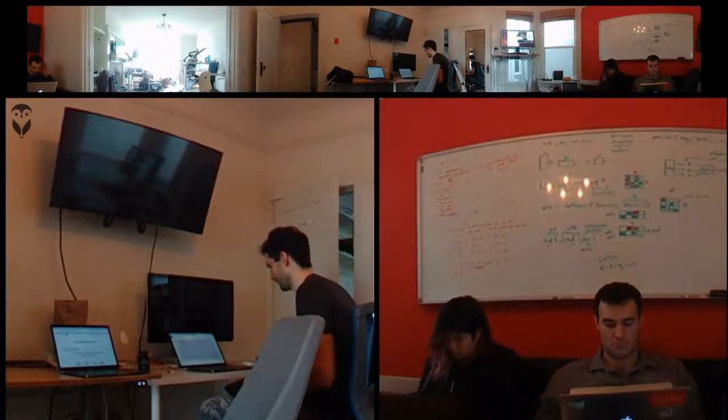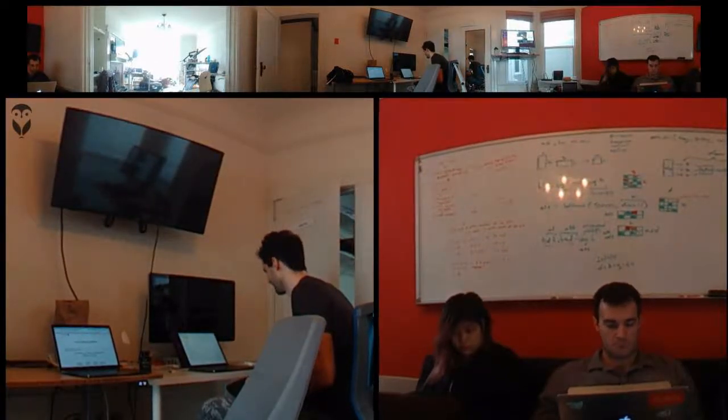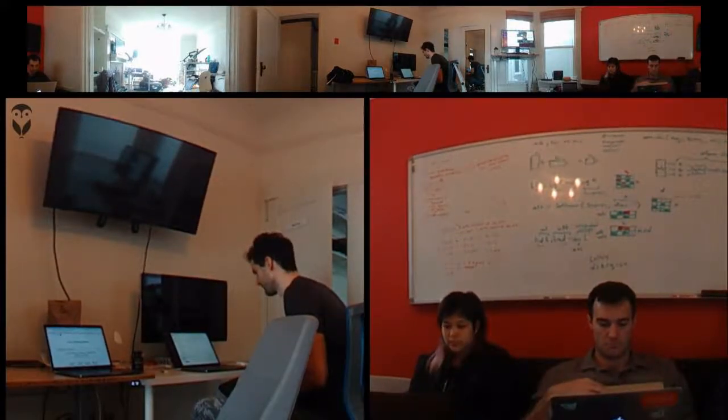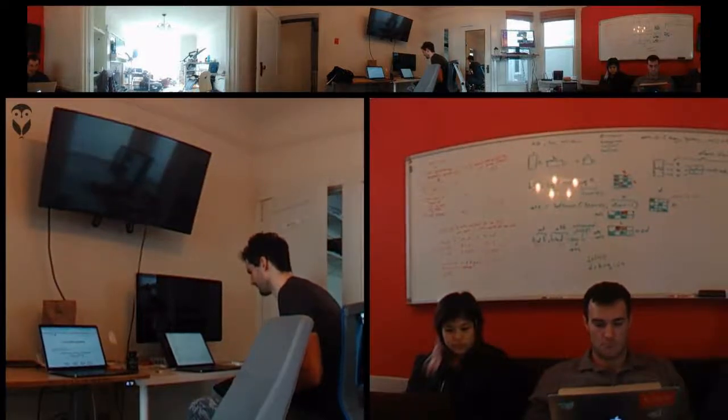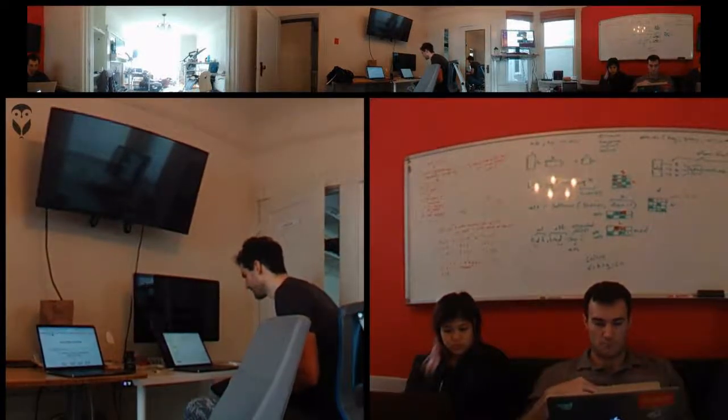Alright, I converted the test case to PyTorch if people want to use it. Yeah, very good. Yeah, I updated it in place.